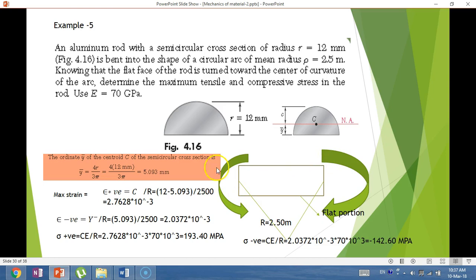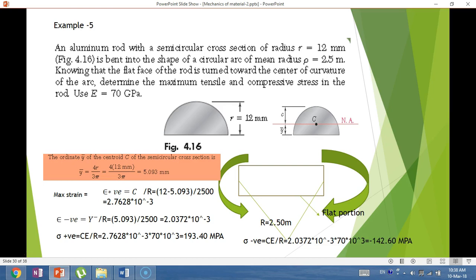In order to get the expression, this section is not a rectangular section, so first we have to determine the CG distance, which is y bar, and by use of the relations of the areas, we can estimate that y bar is equal to 4r over 3 pi. r is 12, we multiply 4 by 12 divided by 3 pi, we get 5.093, which constitutes the distance.